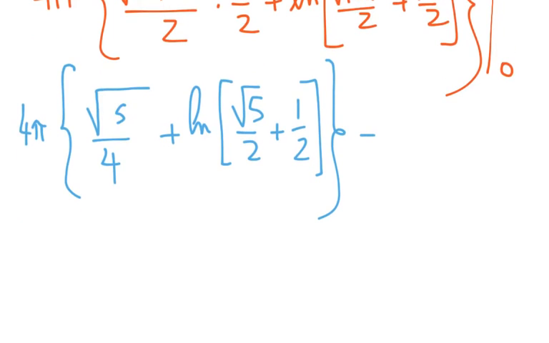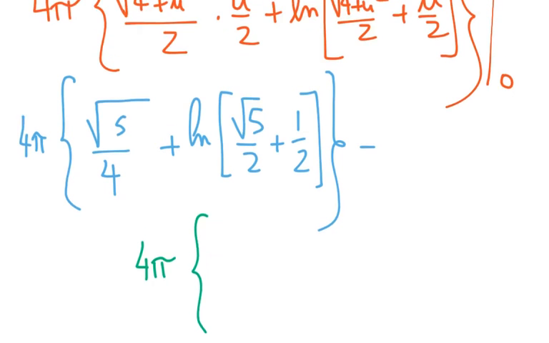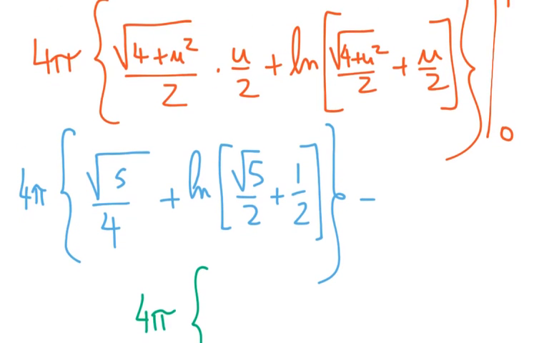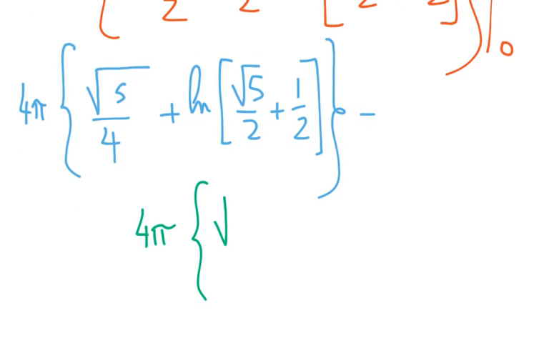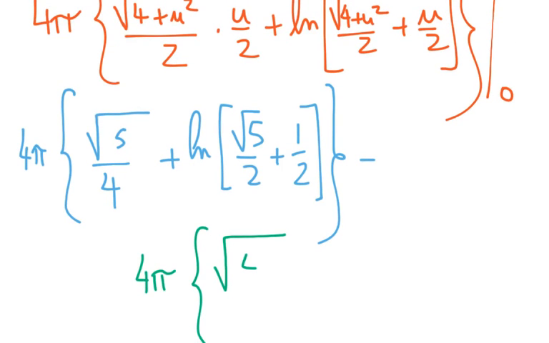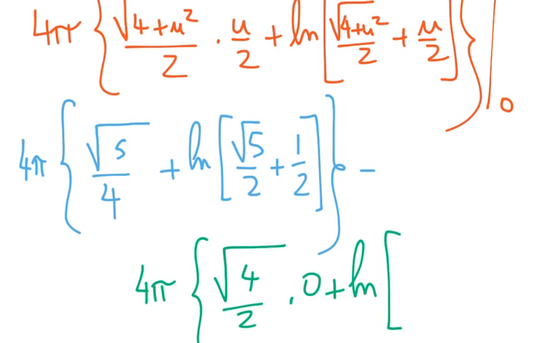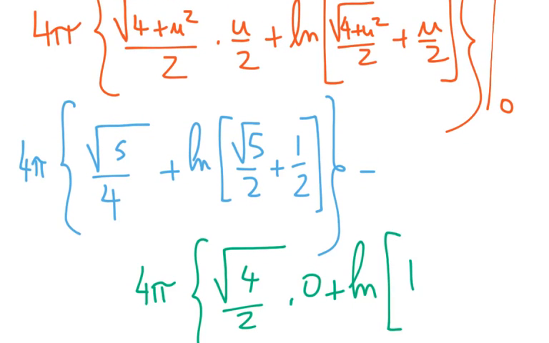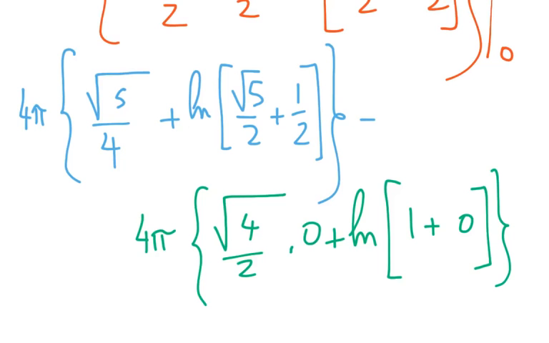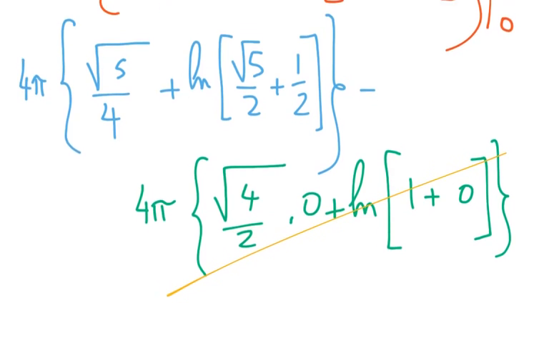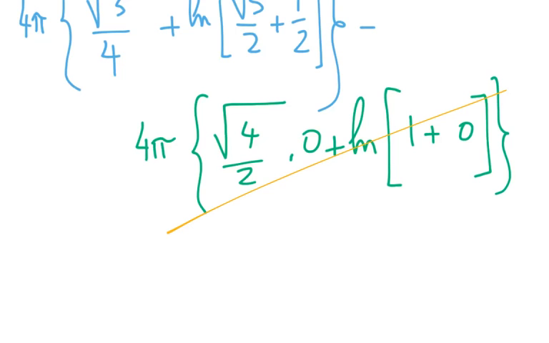Minus, we do it for 0 now, 4 pi times the square root of 4, which is 2, times 0, well, that part goes, plus ln of the square root of 4, which is 2 over 2, 1, plus 0, that goes as well. So this whole part goes.